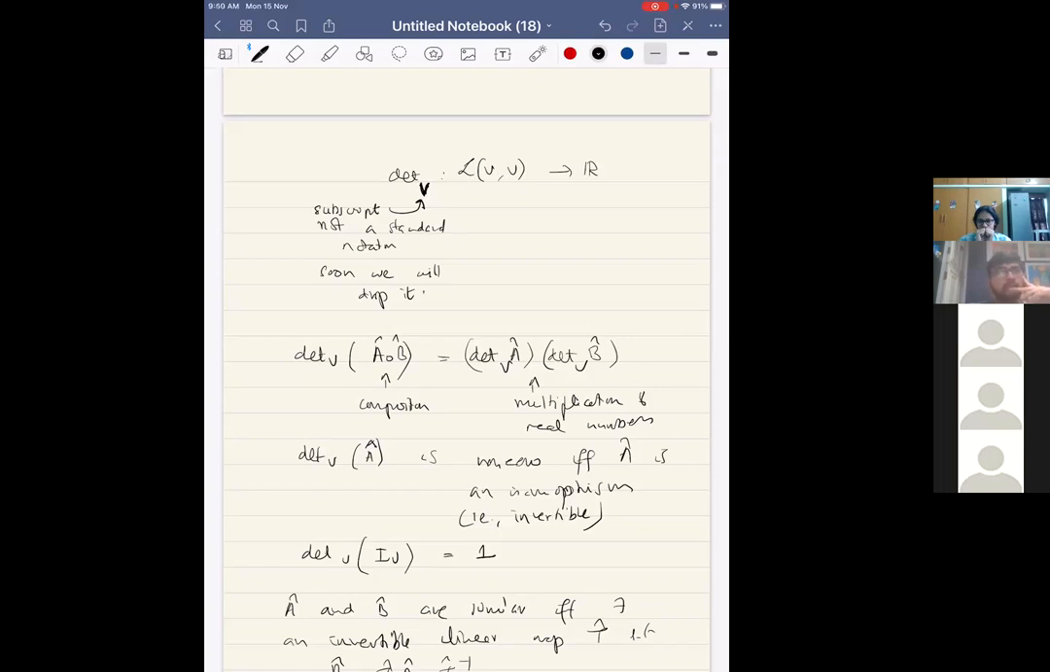Yes, sir. What is the dimension of this vector space? In fact, this is also a problem that you have seen before.